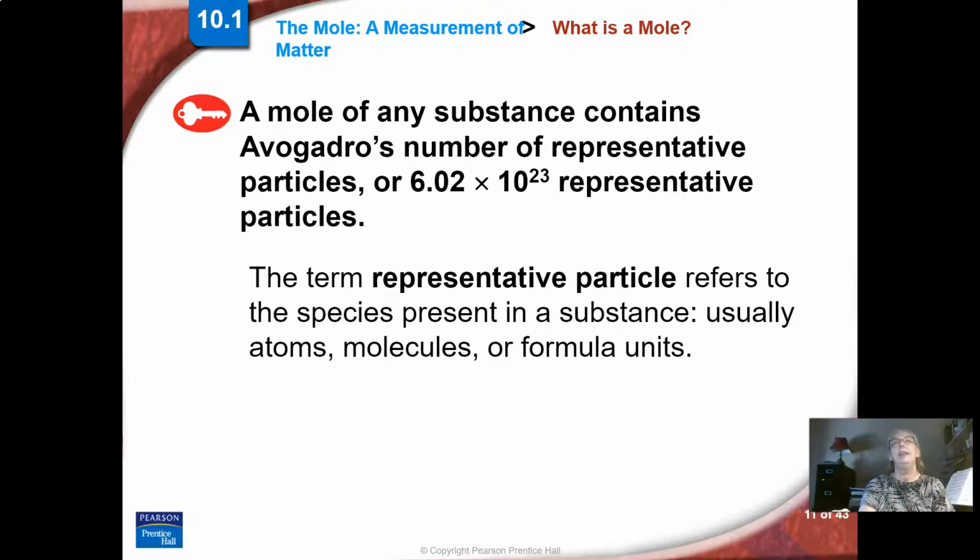Like we can talk about dozens as for donuts, or for apples, or for pies. We can have a dozen pies. Same thing with a mole. We can have a mole of atoms, we can have a mole of molecules, or a mole of formula units, which remember means ionic compounds.